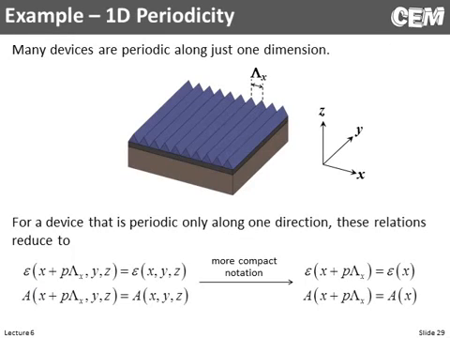Many devices are periodic just in a single direction. Here's mathematically how we would write that. Here's our dielectric constant as a function of x, y, and z. But in this case, we're just going to add an integer multiple of the period in the x direction. Likewise, we can do the same thing with the amplitude term of the electric field. Or in shorthand, since nothing interesting is happening with y and z, we can just write our periodicity conditions for one-dimensional periodicity this way, where we're just adding an integer multiple of the period in x.